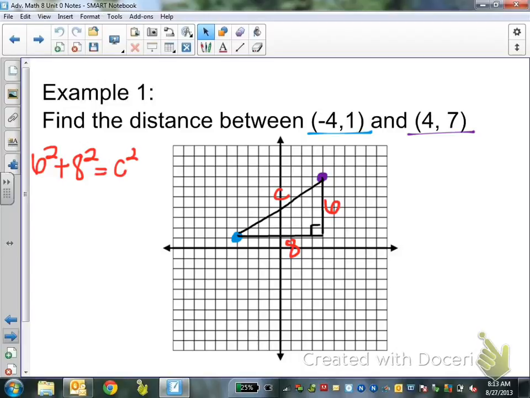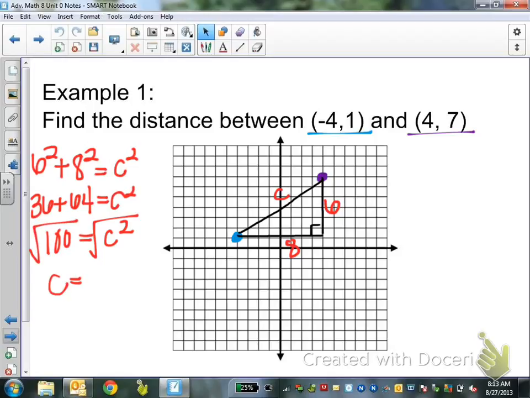6 squared is what? 36 plus 64 equals C squared. What's 36 plus 64? 100. So 100 equals C squared. And then how do I get C by itself? Square root. So what's the square root of 100? 10. So C equals 10. So our distance between these 2 points is 10.